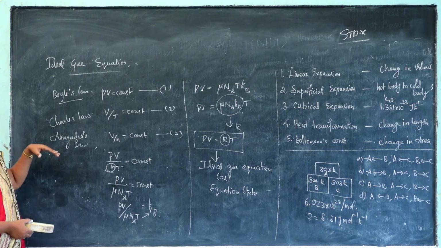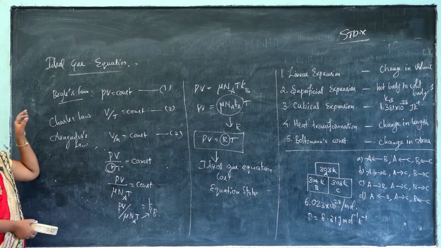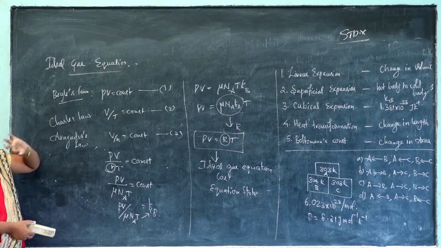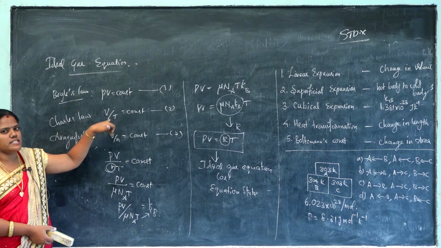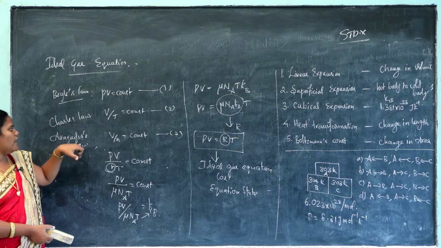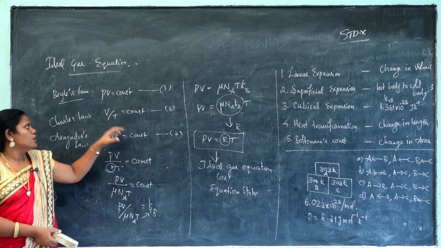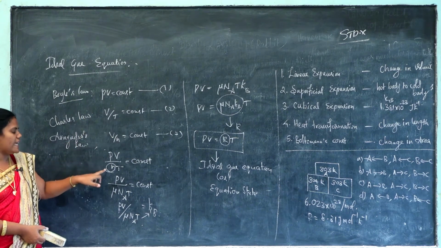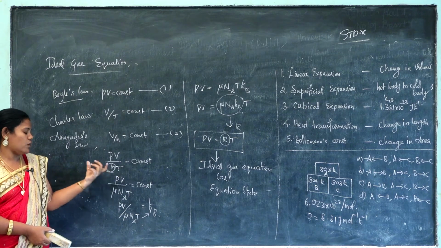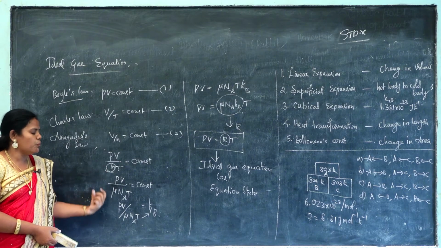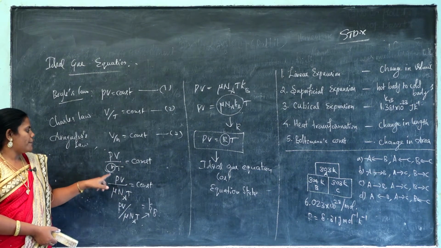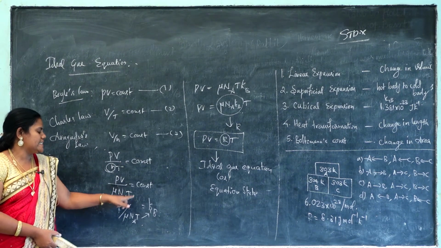Okay, this is a very important detail. The ideal gas equation is formed by mixing the three equations: Boyle law, PV is equal to constant; Charles law, V by T is equal to constant; and Avogadro law, V by N is equal to constant. You mix the three equations, PV by NT is equal to constant. Instead of N you put the multiplication of mu moles and Avogadro number. So PV by mu into Na into T is equal to constant.